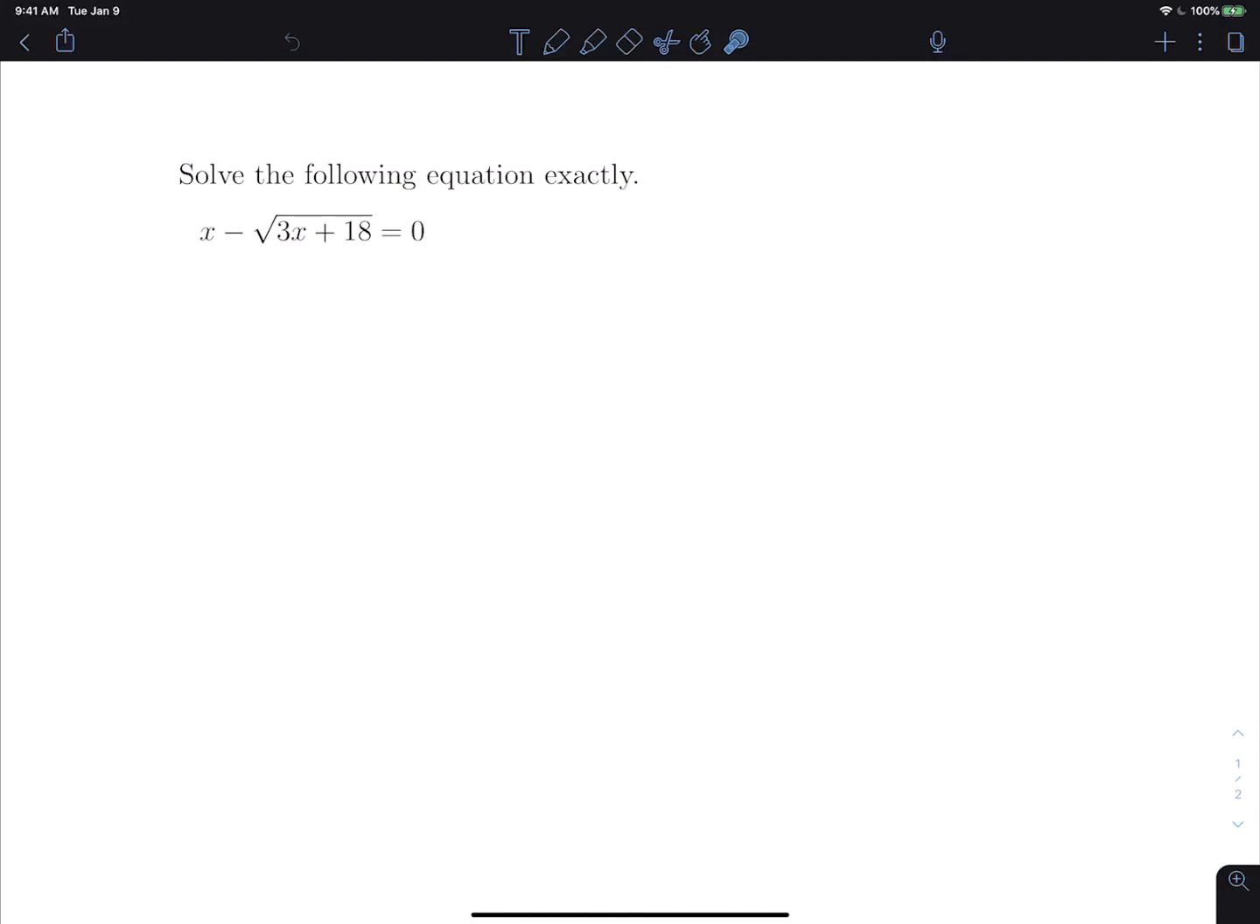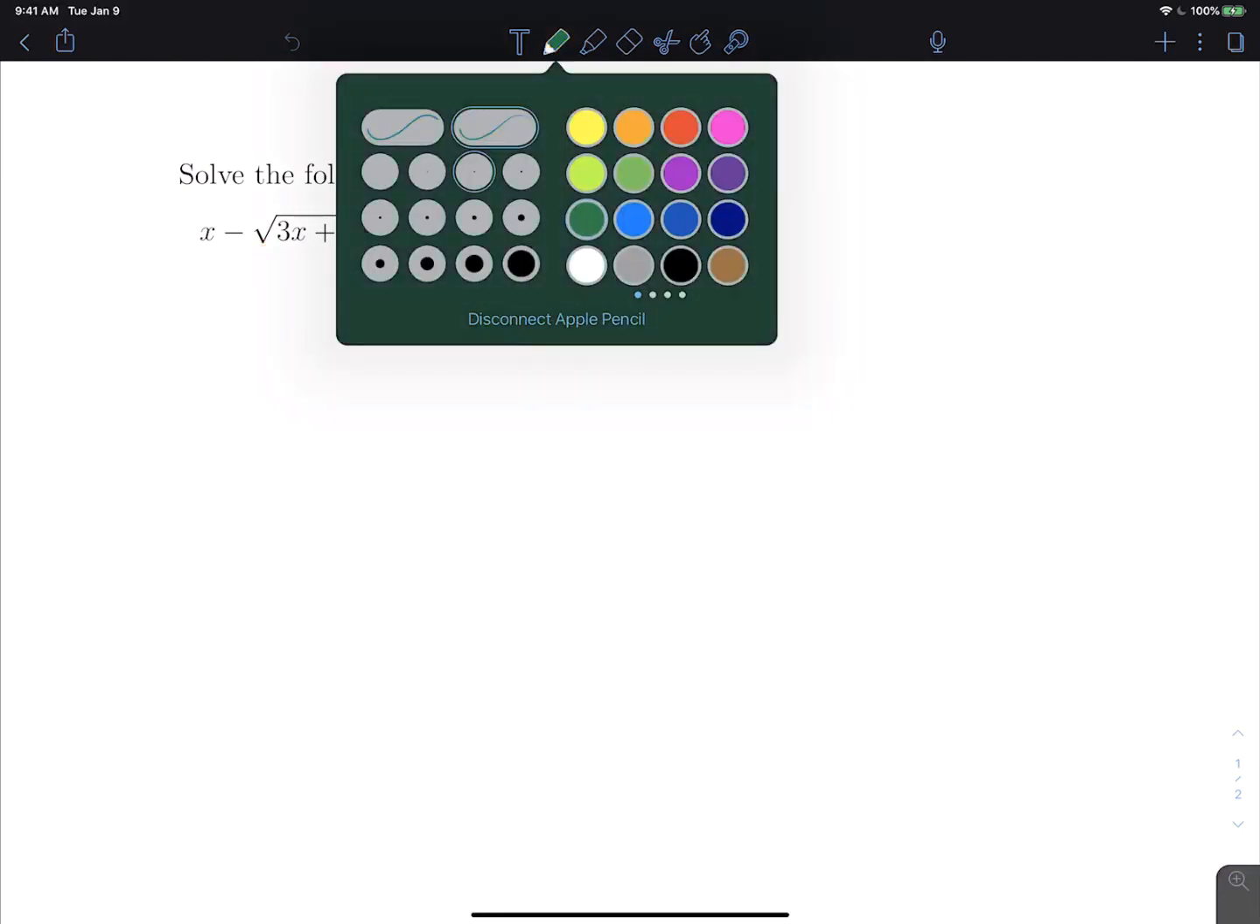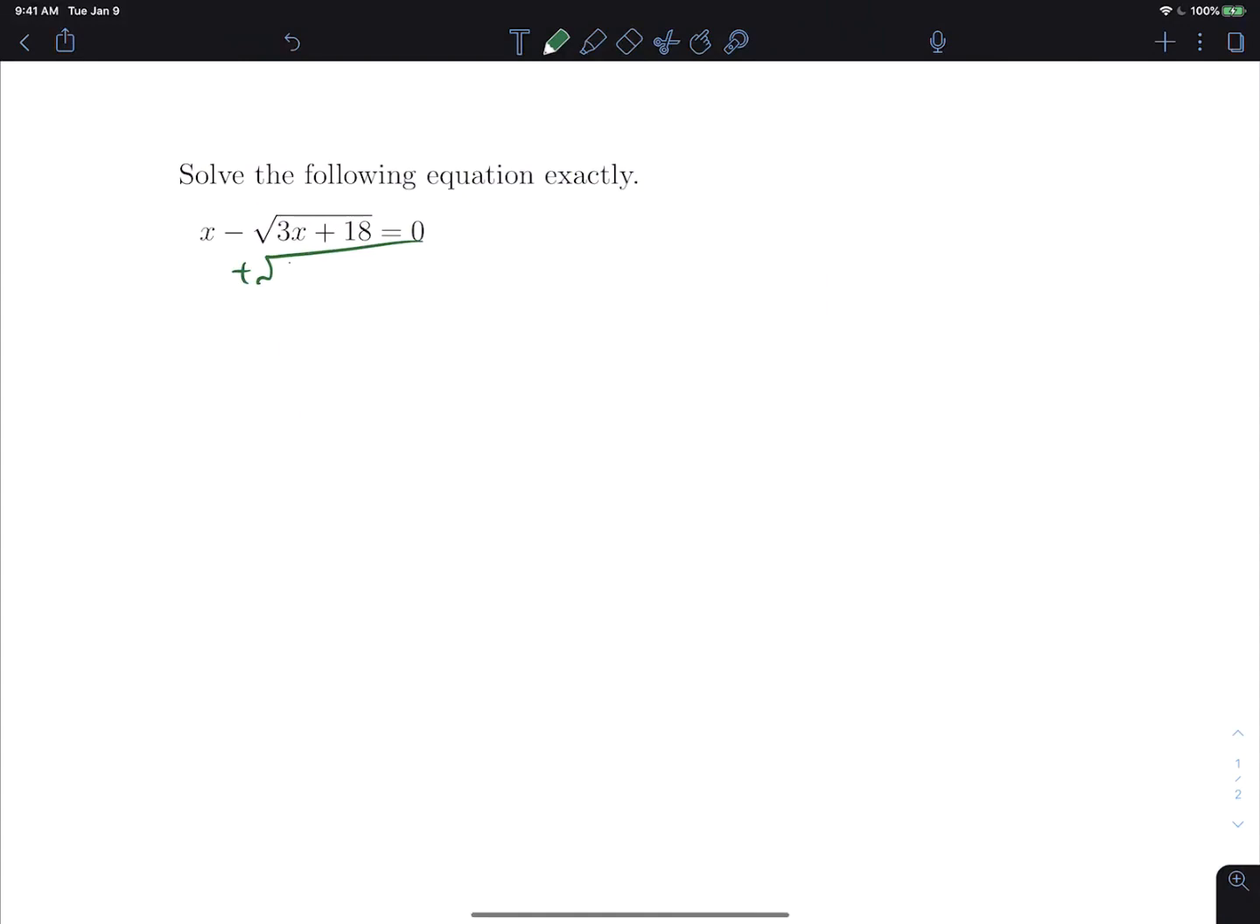Notice that there's just a single radical here, and I want to get it by itself, so I'm going to go ahead and add it from one side to the other. So I'm going to add the square root of 3x plus 18 to both sides. Now notice that if you're moving a single term from one side to the other, you always have to add or subtract. So what I'm left with on the left-hand side is just x, and on the right-hand side I'm left with the square root of 3x plus 18.